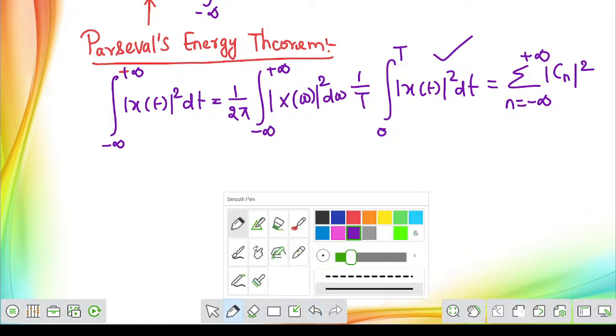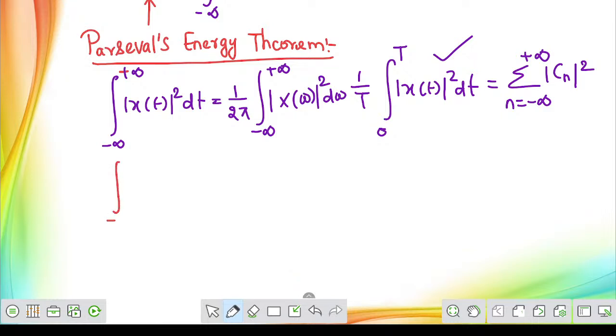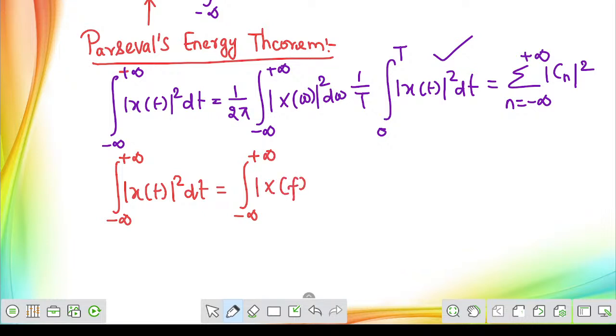This can also be written another way in the f domain, whereas this one is the omega domain. From minus infinity to plus infinity, mod of x of f whole square df equals the integral of mod of x of t whole square dt. This is the energy formula. The factor 2 pi will not come if we are evaluating in terms of f. If I write it in terms of f, you need not consider the factor 2 pi. Both are correct. In terms of omega it will be like this, and in terms of f you should apply Parseval's theorem like this. Hope you all understand. This is the most important property, repeatedly asked in the examination.